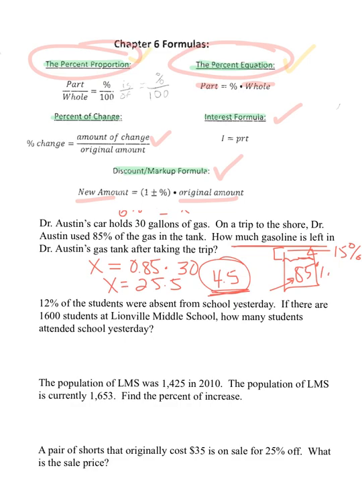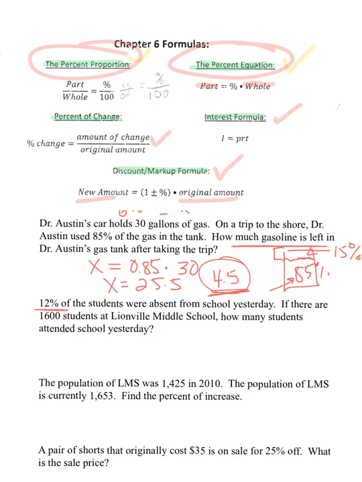For the next one, it says 12% of the students were absent from school yesterday. If there are 1,600 students at Lionville Middle School, how many students attended school yesterday? Think about what the values mean. 12% of your students. Okay, that talks nothing about interest, rate, time, any of that. So it's definitely not that one. We're not talking about an original amount of something or an increase of percentage, and I'm given the percent, so I don't need to find a percentage change. So once again, this is your part to whole.